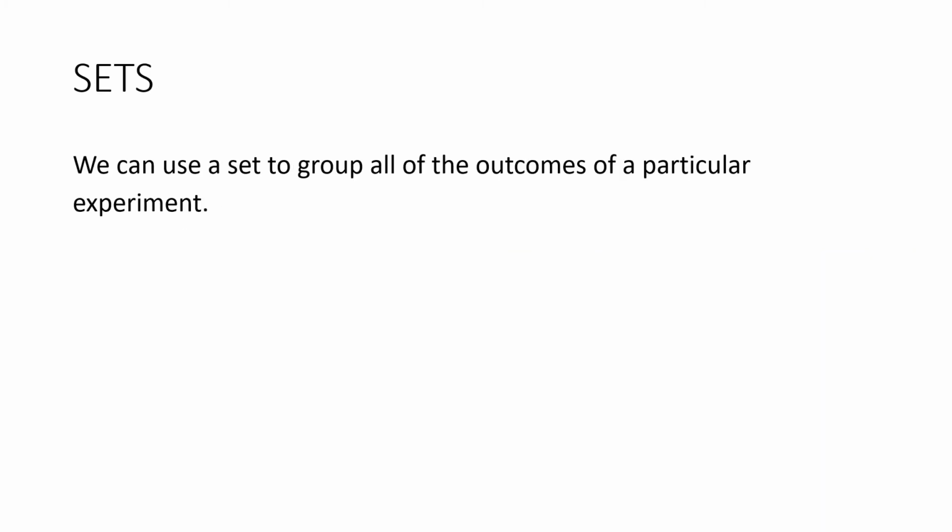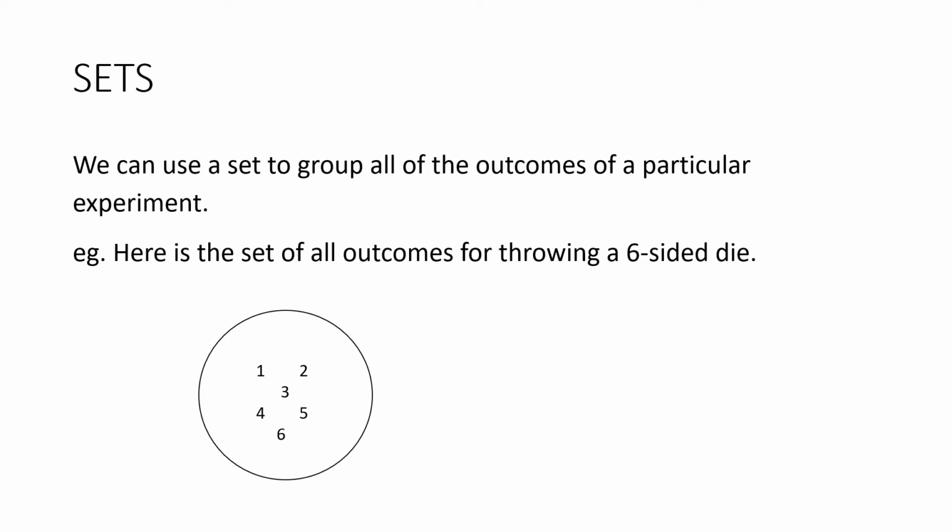We're going to start off by talking a bit about sets. We can use a set to group all of the outcomes of a particular experiment. Like this. Here's the set of all outcomes for throwing a 6-sided die. So we can get a 1, 2, 3, 4, 5, 6, and we just list them inside a circle.